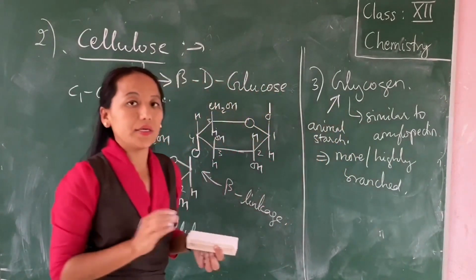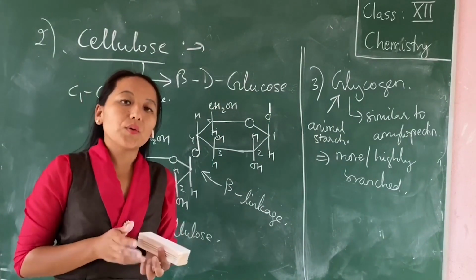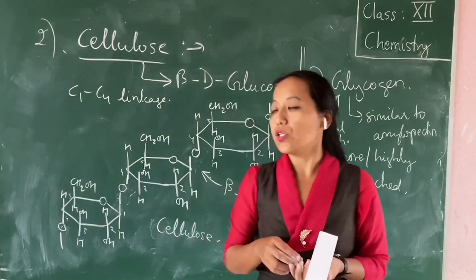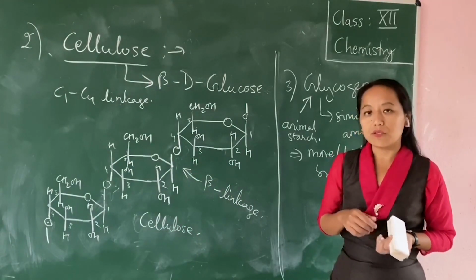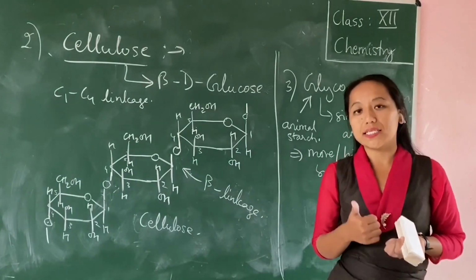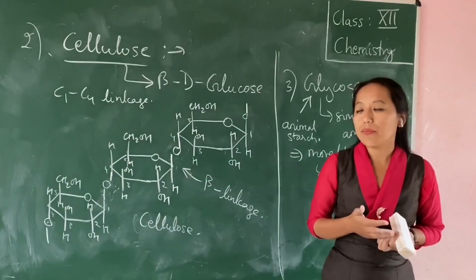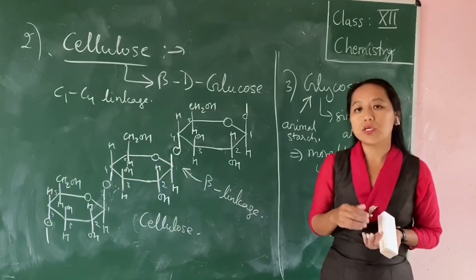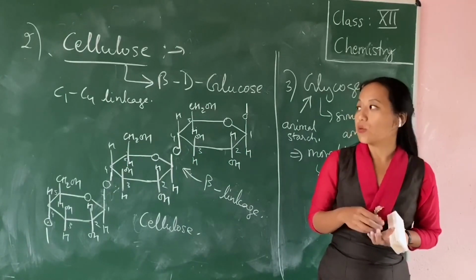So that's about the polysaccharides, and also we have come to the conclusion of carbohydrates, the first part of this chapter. In today's class we discussed the preparation and structure of fructose, then we discussed disaccharides, that is sucrose, lactose and maltose, and then we went to the polysaccharides, under which we discussed starch, cellulose and glycogen.